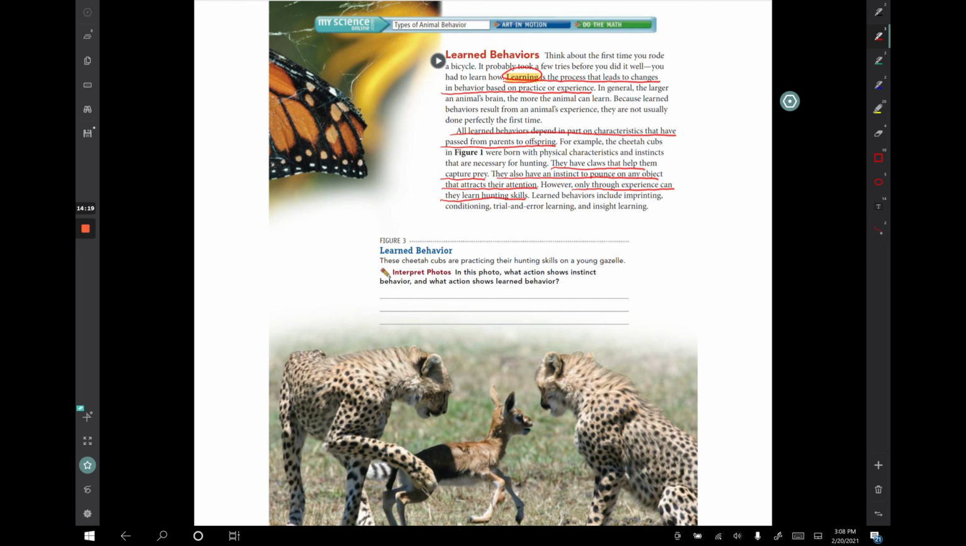Tomorrow, in the next lesson, we are going to look at the types of learned behaviors, because there are 4 distinct categories of learned behaviors that we are going to look at in the next lesson. Those will include imprinting, conditioning, trial and error, and insight.